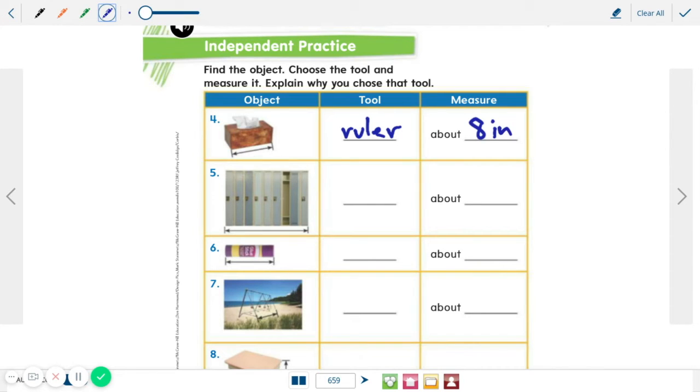Now for number 5, they wanted us to measure lockers, but I can't go into school to measure any lockers or cabinets like we have at school, so I measured a closet in my house. To measure my closet, I used a measuring tape because a ruler would be way too small. And the measuring tape measured about 53 inches.